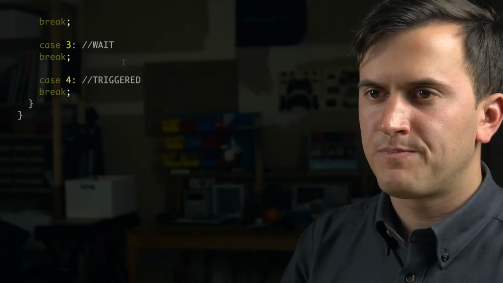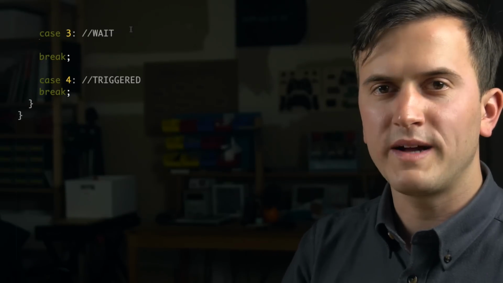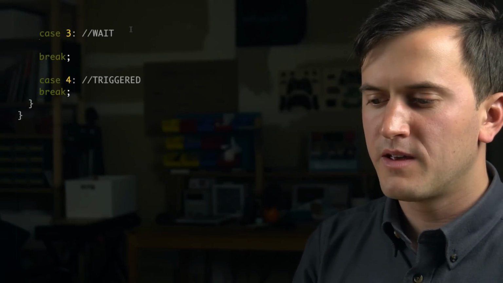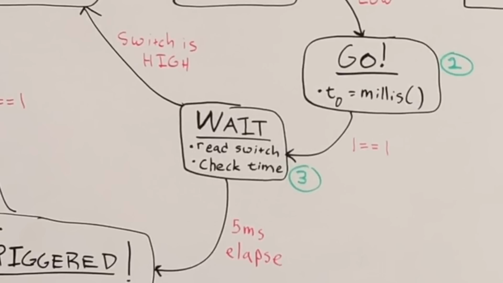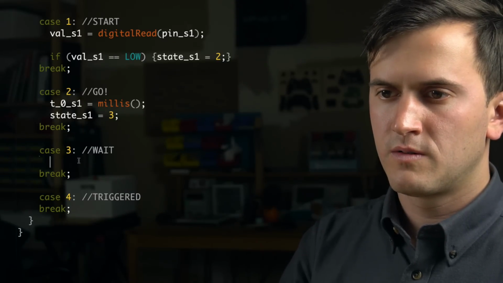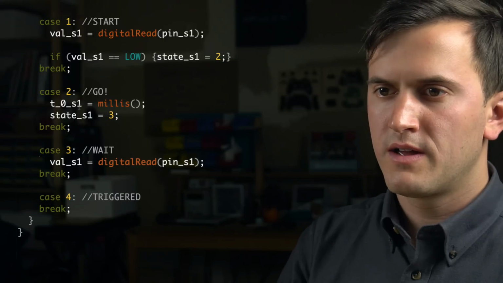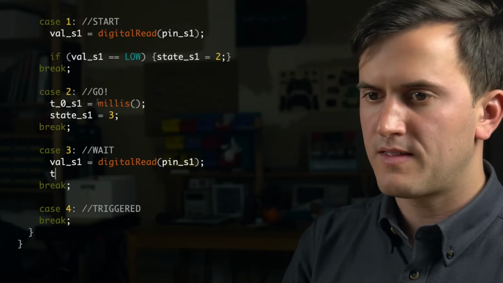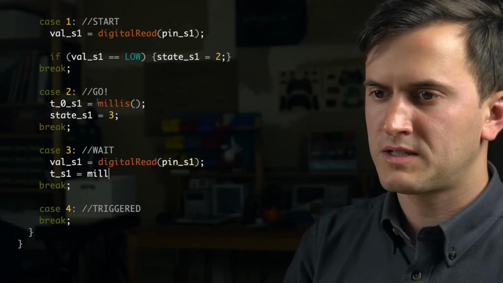2 states left. Our wait state is the most complicated state. We have to read the switch, check the time, and then there are 2 possible transitions out of the wait state. So to read the switch, I'll just copy this over here. There, that's us reading the switch. And now to check the time, I'll say that the time of switch 1 is equal to millis.